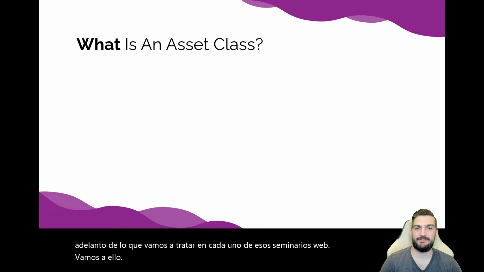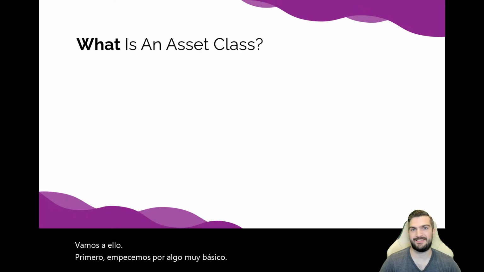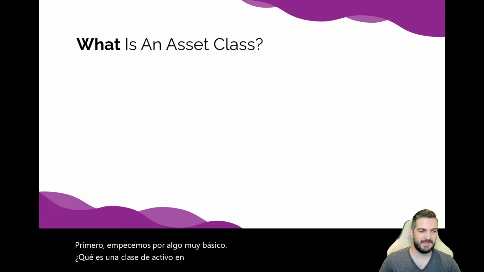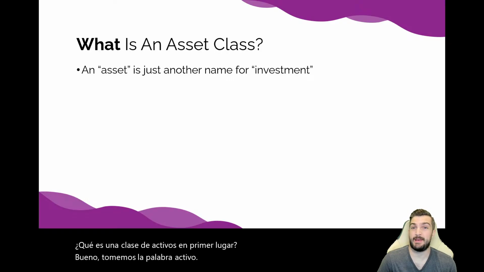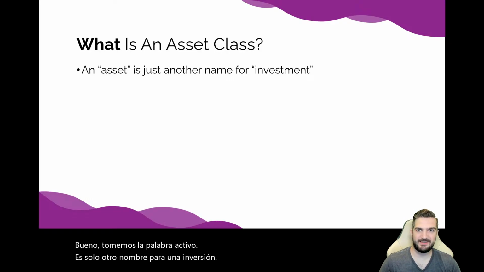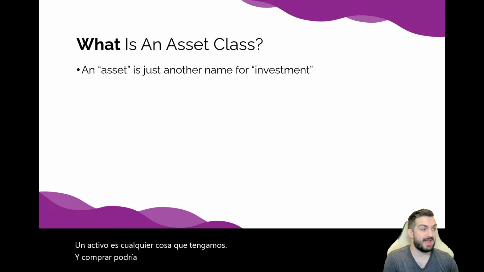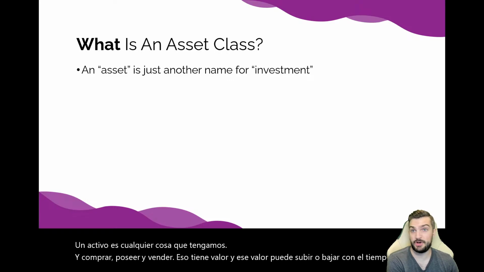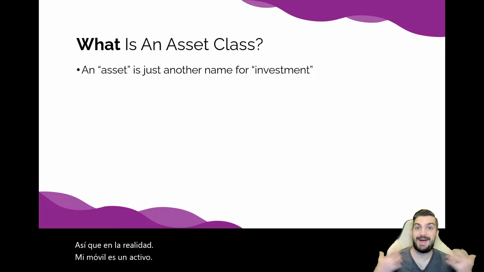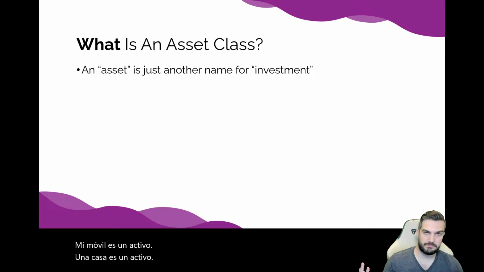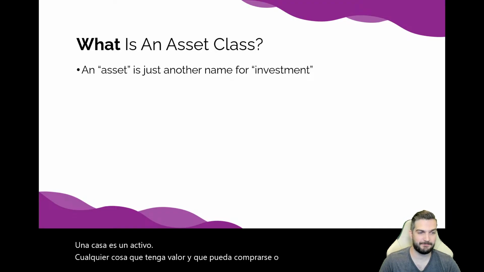First, let's start off very basic. What is an asset class in the first place? Well, let's take the word asset. It's just another name for an investment. An asset is anything that we have, could buy, could own, and could sell that has value, and that value could go up or down over time. So in reality, my phone is an asset, a house is an asset, anything that has value and can be bought or sold technically would be an asset.